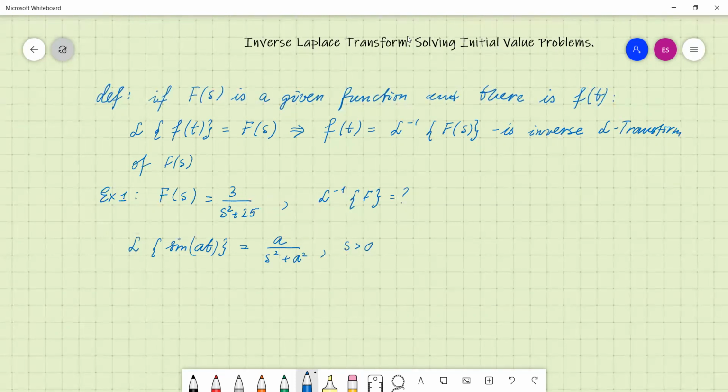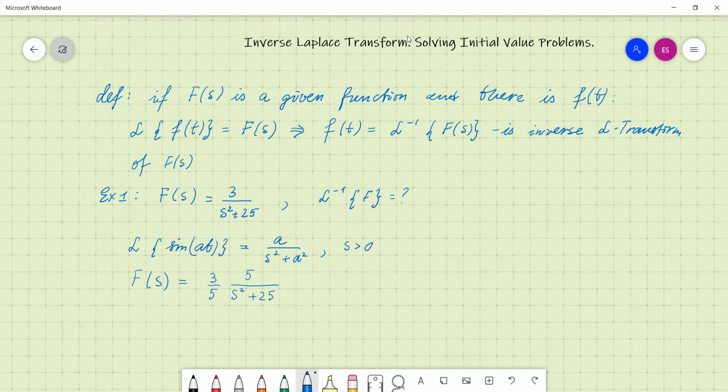Now, unfortunately, the formula for sine is not matching exactly the formula we have for F of s. If a, for example, is 3, then we're supposed to have 9 in the denominator, but we do have 25. So we are going to modify big F a little bit. We can create 5 on the top and represent it like this: 3 over 5 times 5 over s squared plus 25. Now, you remember that we can cancel the 5 and the function is the same.